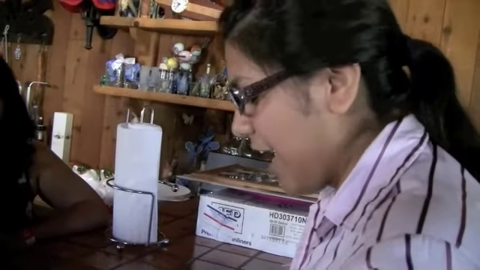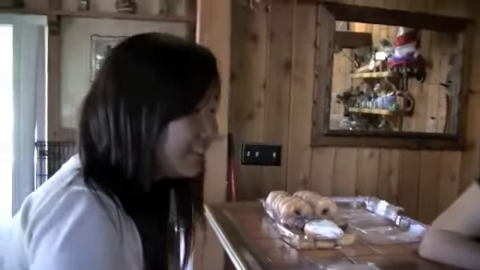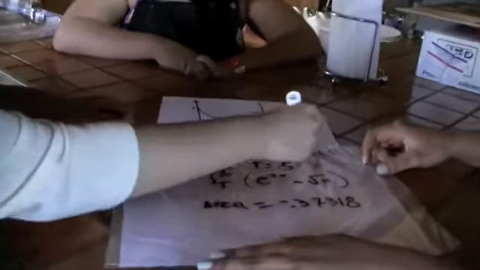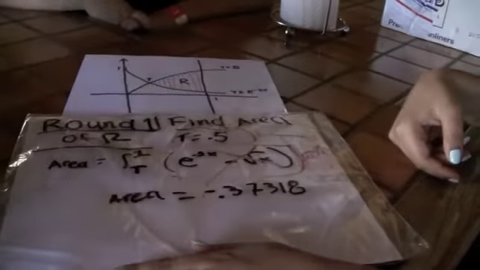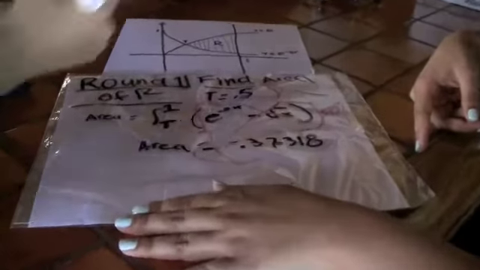After I plug that into my calculator, I get area equals negative 0.37318. That's so wrong. First, you cannot assume this number. And second, this part is wrong. And third, you need to always put dx on the problem. And look at what you get for your area. How can area be negative?